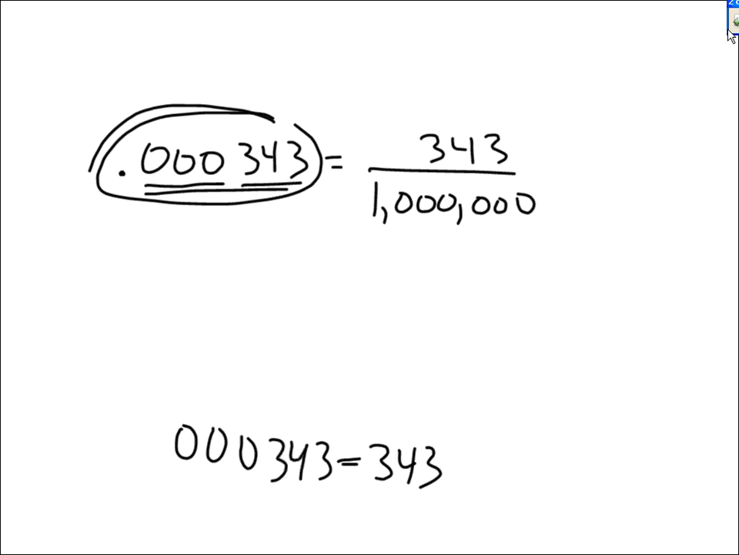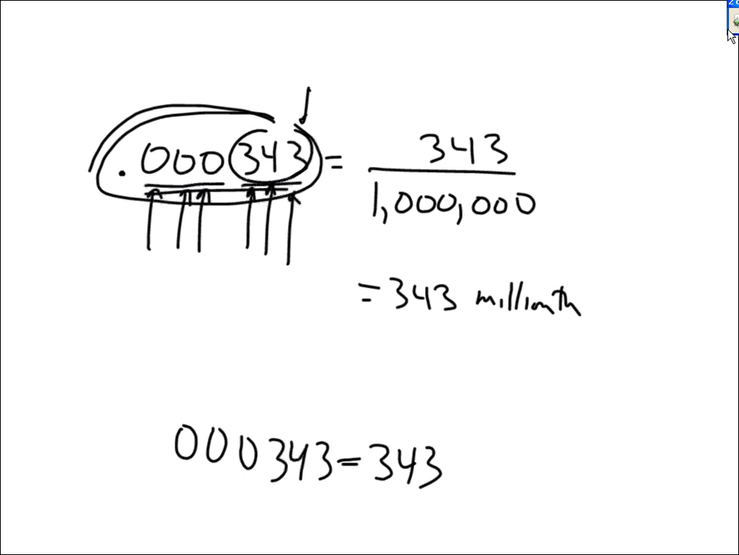343 over 1 million. This is 343 millionths. That's the millions position. Tens, hundreds, thousands, 10,000s, 100,000s, millions. It's 343 millionths. And that's exactly what I wrote. When you divide by a million, you're getting millionths.